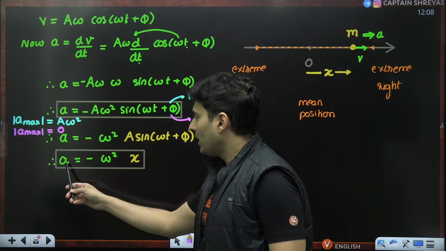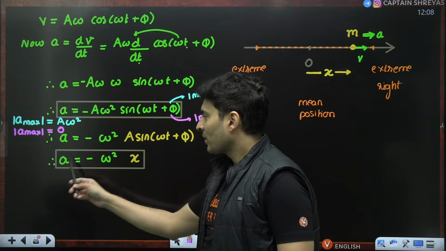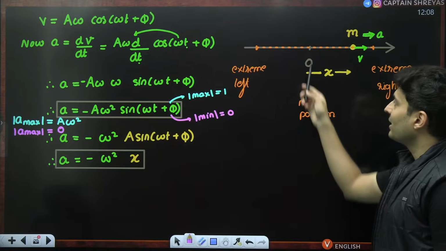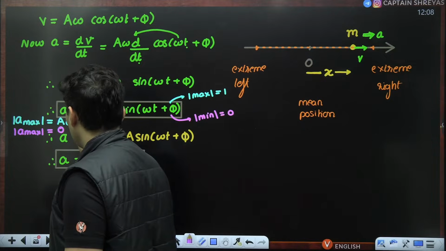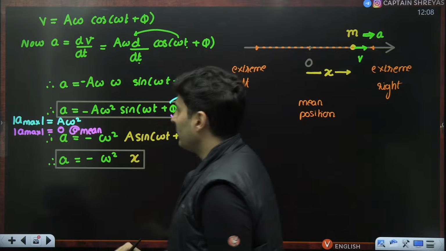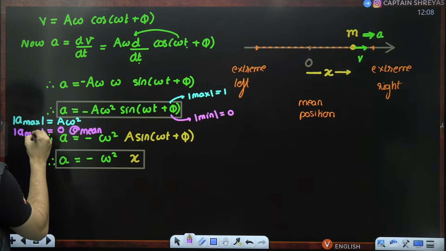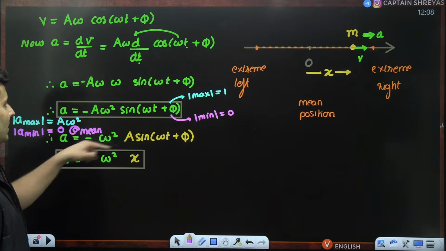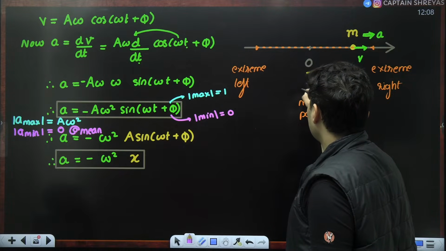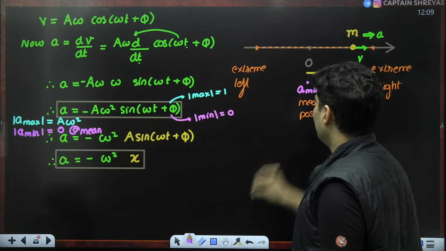When x is 0, a is 0. When x is maximum, a is maximum. So when is x 0? At the mean position. So this is exactly opposite. At the mean position, it has the least value. I think I wrote maximum by mistake. So this was a minimum, my bad. So at the mean position, acceleration is minimum. In fact, it is 0 at the mean position.